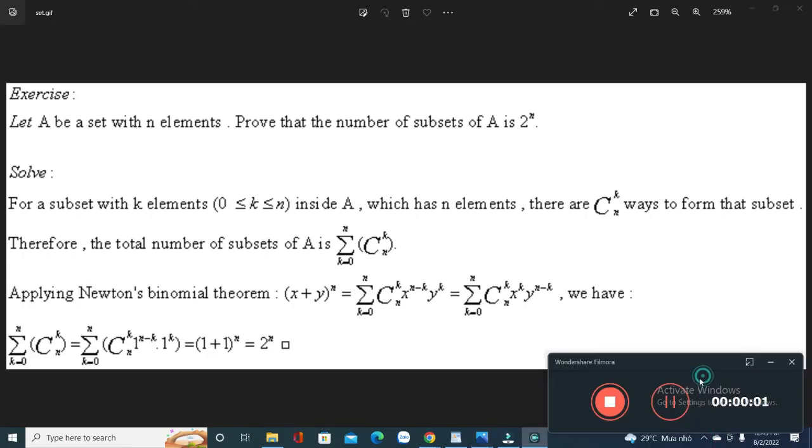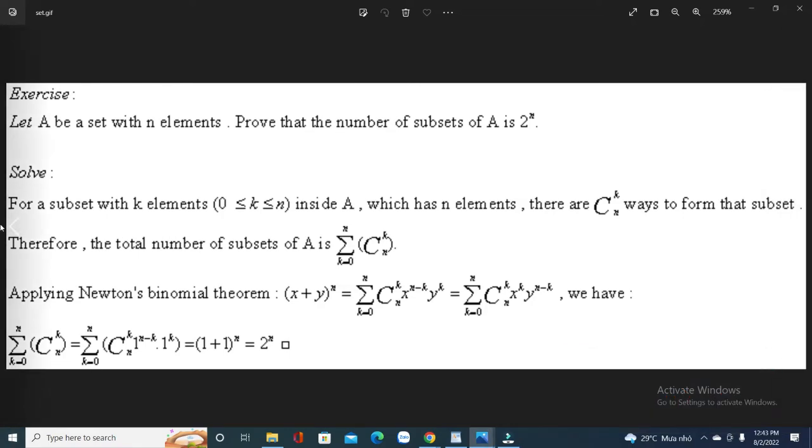Okay, so today we're going to talk about the problem of the number of subsets inside a set of n elements. So we have the theorem here. Let A be a set with n elements. Prove that the number of subsets of A is 2 to the power of n. This is n, okay? So let's give it a try.